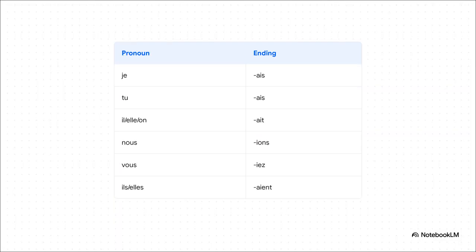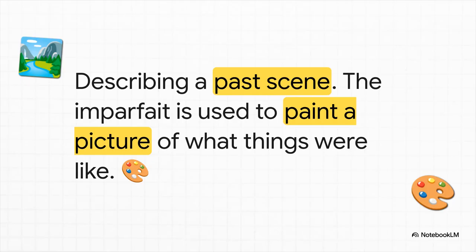Now check this out. For je, tu, and il, elle, on, the endings are spelled differently, but they all sound exactly the same. You'd say je parlais, tu parlais, il parlait. It makes speaking it a breeze. Okay, so making it is a piece of cake. Let's get to the fun part and see how it works in real life.